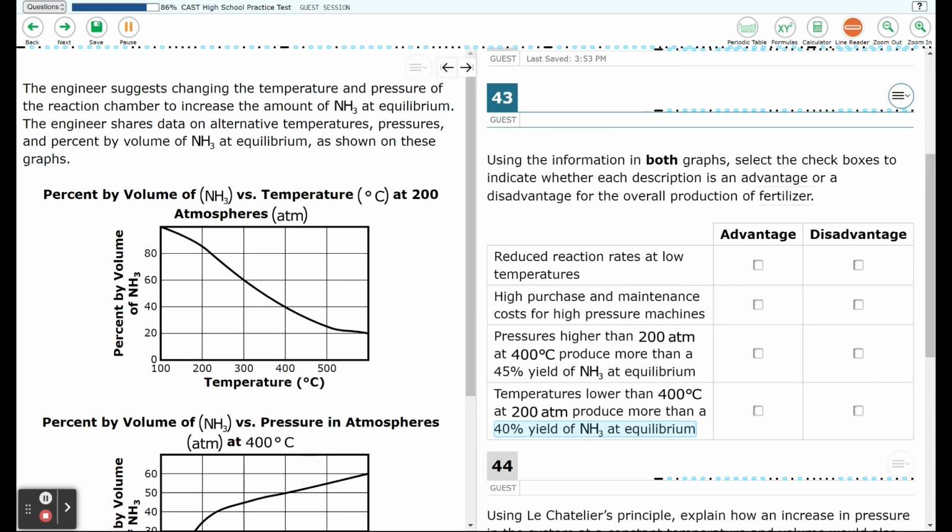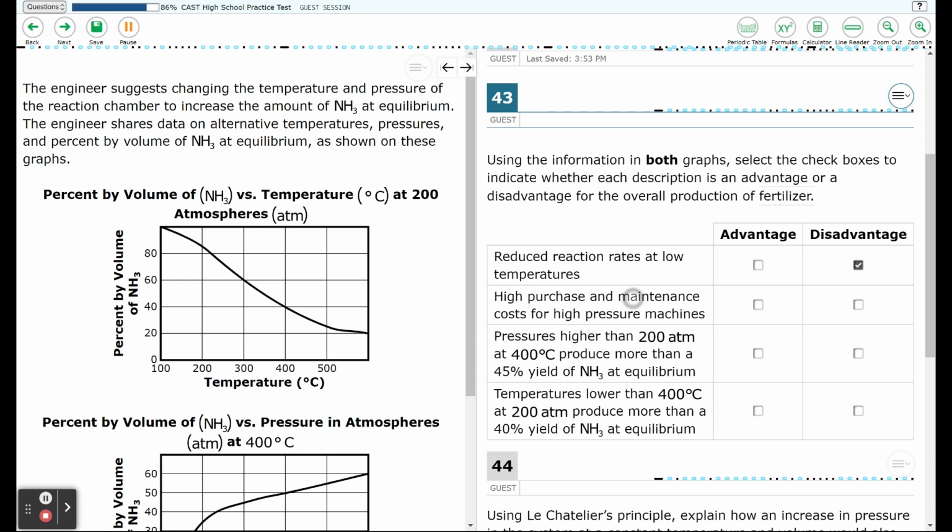All right, so let's take a look at these 4 statements. Reduced reaction rates at low temperatures. So when things are moving slowly, they're less likely to collide in a way that reactions occur. Well, but lower temperatures are beneficial to getting more ammonia. So yes, if we reduce the temperature, we'll get more ammonia, but how long will it take? It will take longer. So the fact that it takes longer is a disadvantage.